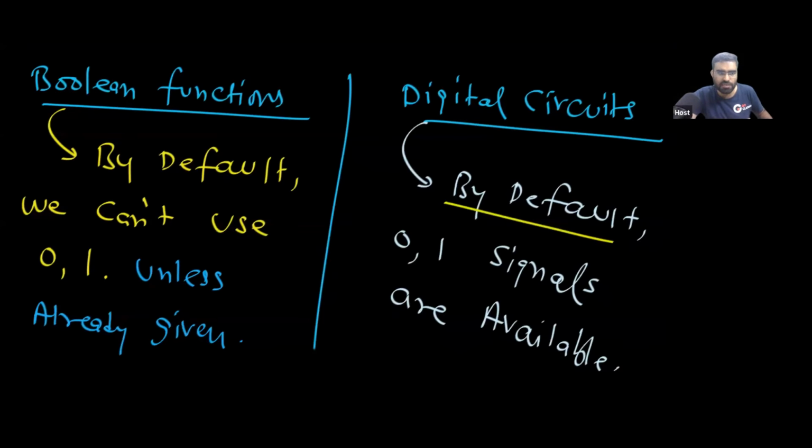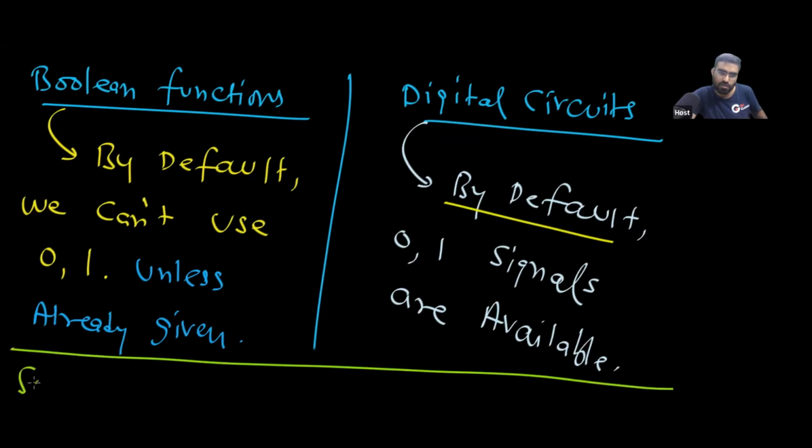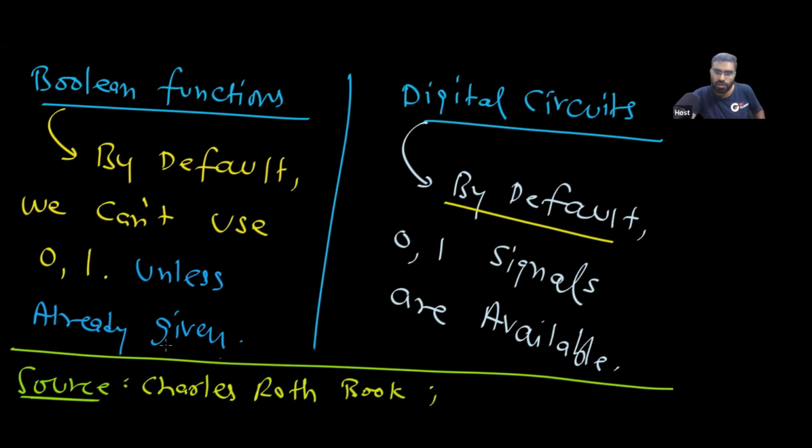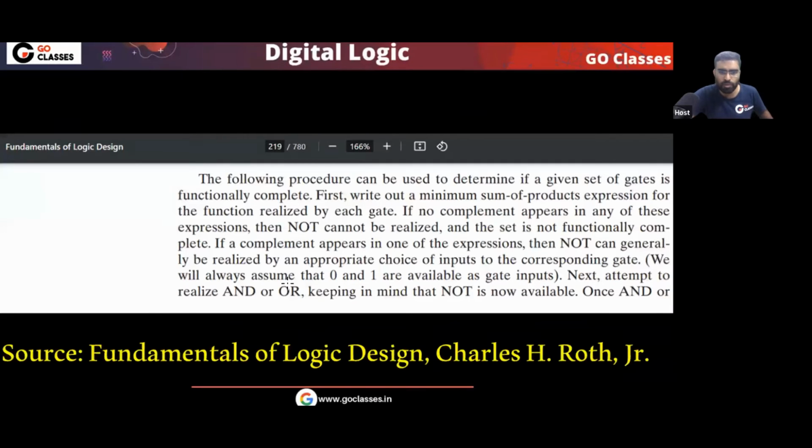Where is it given? What is the source of this information? The source of this information is the Charles Roth book. I will show you, don't worry. All the GATE and EC exam questions, all the GATE PYQs follow it, but the main important source is the Charles Roth book, where it is already given to you.